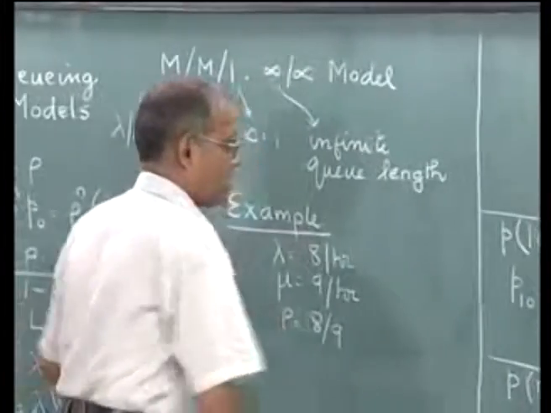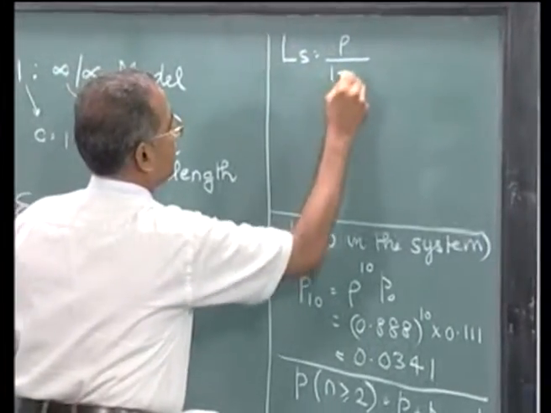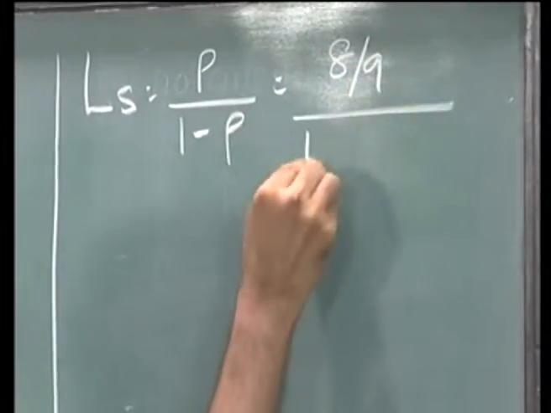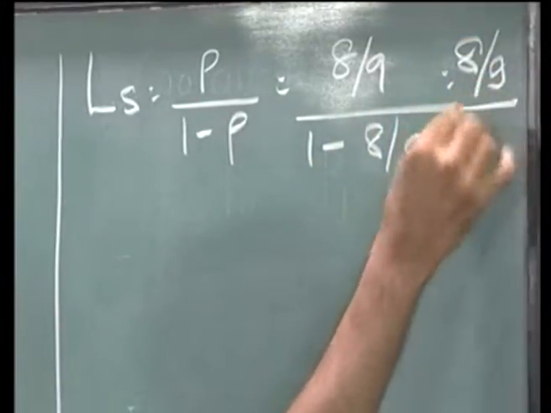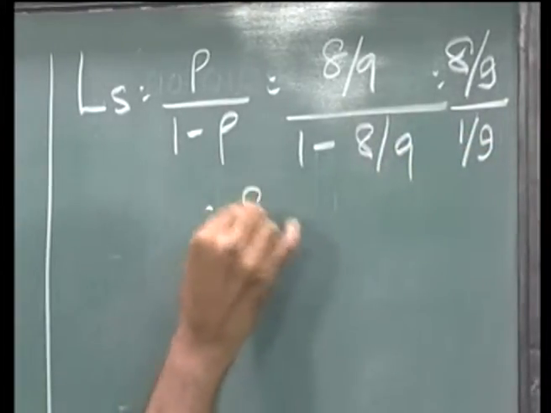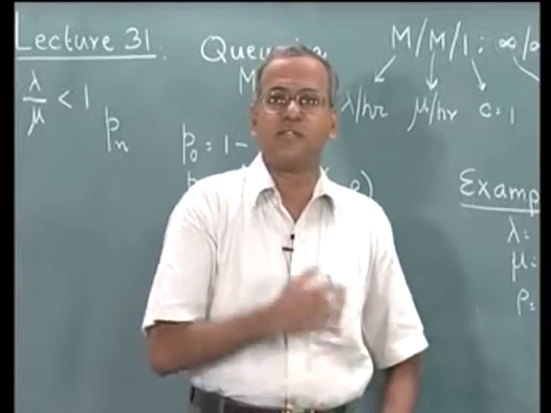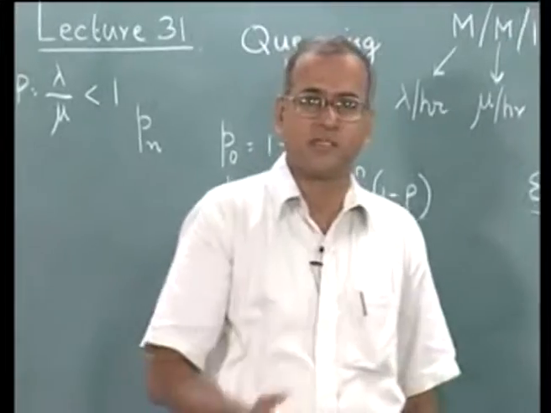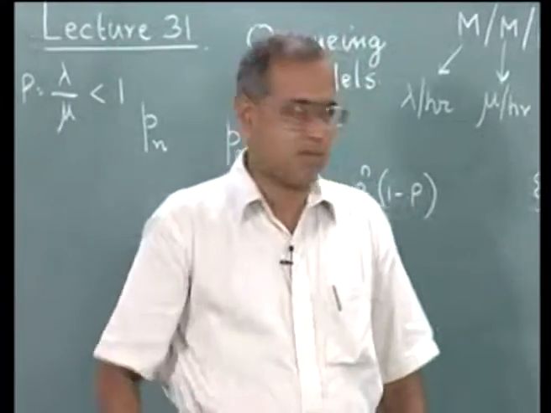Now, for the expected number in the system, Ls is equal to rho by 1 minus rho, which is 8 by 9 divided by 1 minus 8 by 9, which is 8 by 9 divided by 1 by 9, which is equal to 8. Now, expected number in the system is 8, which means that when a person walks into this system, on an average the person can expect 8 people in the system, 1 person is getting served and the remaining 7 are waiting in this system.